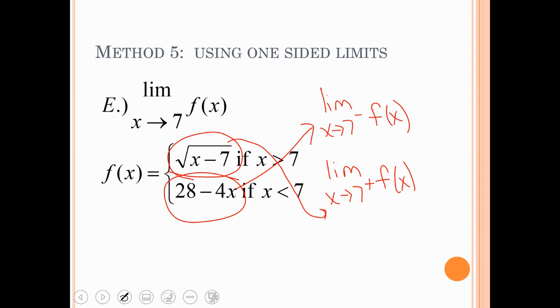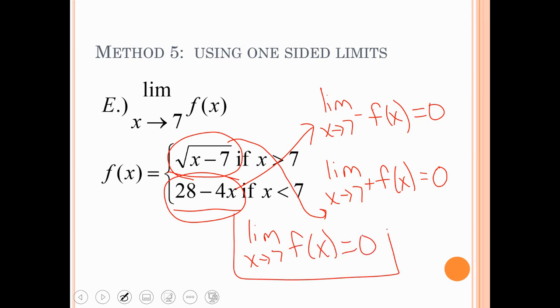If I plug in 7 up here, I get 0. You can do direct substitution with right-handed limits. The thing is you have to use both sides and see if they're equal. If I plug in 7 into this bottom function, I get 28 minus 4 times 7. That's also 0. If these two numbers were not the same when you plugged in 7 into both of these, then you would have to check. But the limit as x approaches 7 of f of x, don't just say limit equals, is equal to 0 here, because when I plug in direct substitution into both of these, they equal the same number.